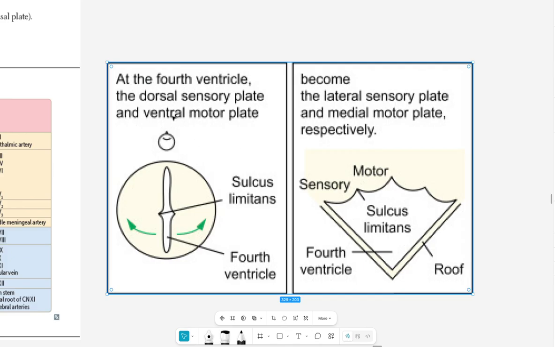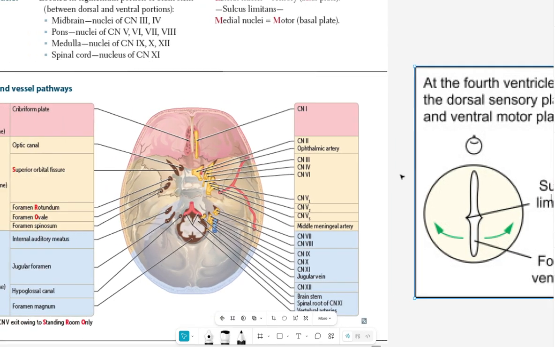What happens is that the dorsal sensory plate becomes the lateral sensory plate, and the ventral motor plate becomes the medial motor plate. With M, you can remember that it becomes the medial: M is for medial and motor, and the sensory plate was your lateral plate, which was originally the dorsal sensory plate. That is something I want you to remember embryologically.